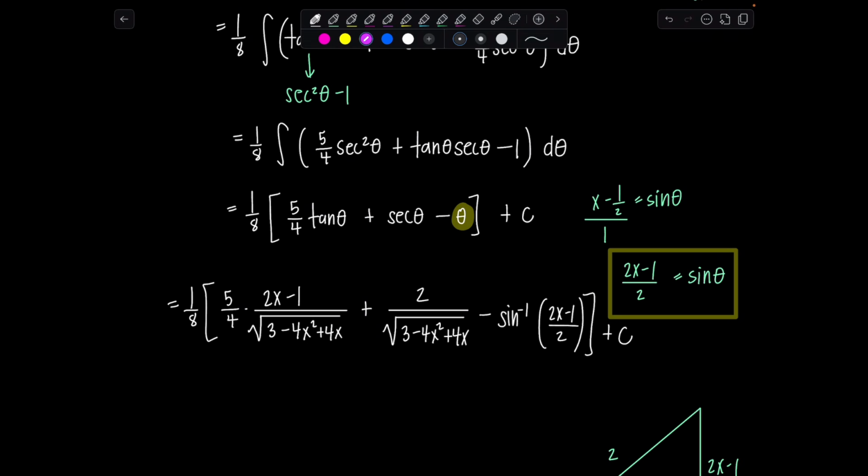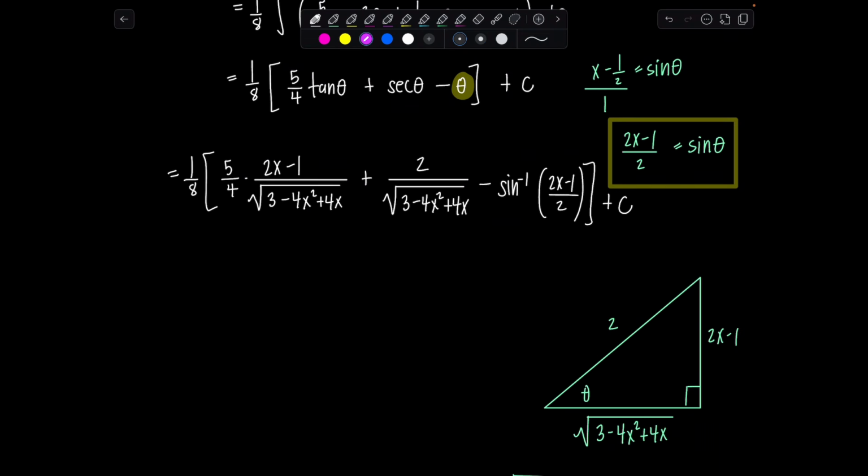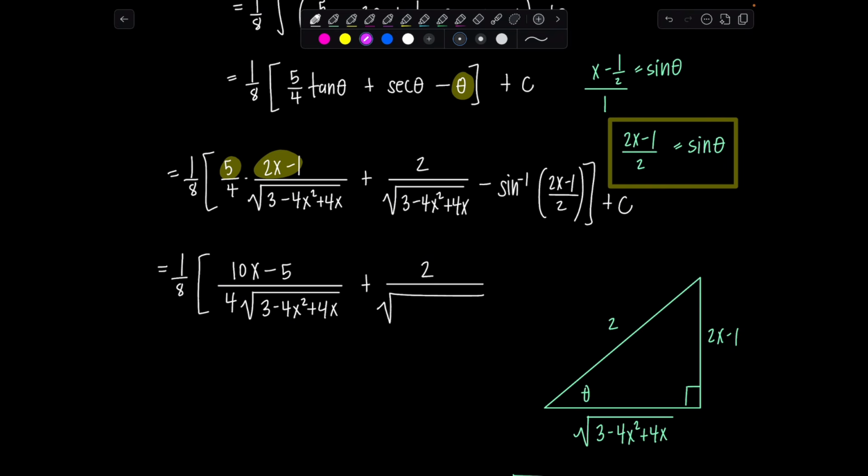Good? Okay, then we just clean up a wee bit more. We sure can. So this is going to be 1/8 times. Now I want you to notice we can multiply 5 by 2x minus 1. So that's 10x minus 5 over 4 times the square root, 3 minus 4x squared plus 4x, plus 2 over square root, 3 minus 4x squared plus 4x, minus sine inverse, 2x minus 1 over 2, plus c.